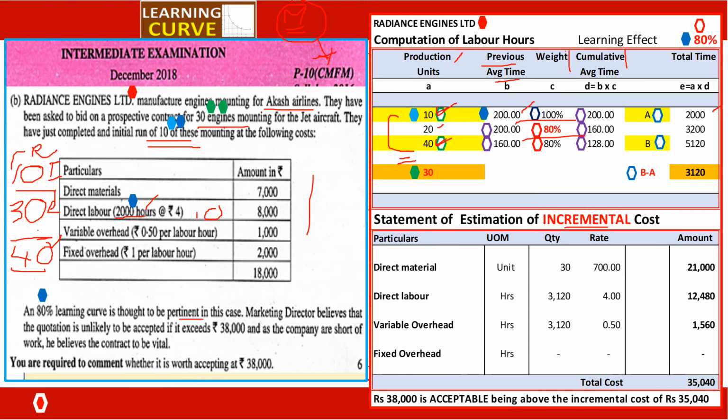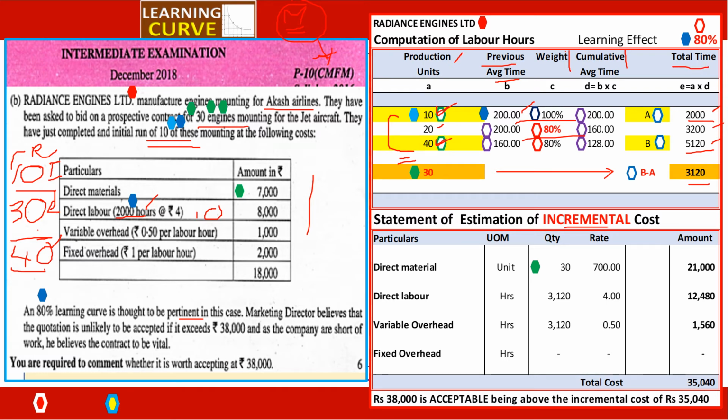20 into 160, 3200, 40 into 128, 5120. When you derive these values, we find that B minus A, 5120 minus 2000 is 3120. 3120 pertains to 30 units. This is how we have to understand it.